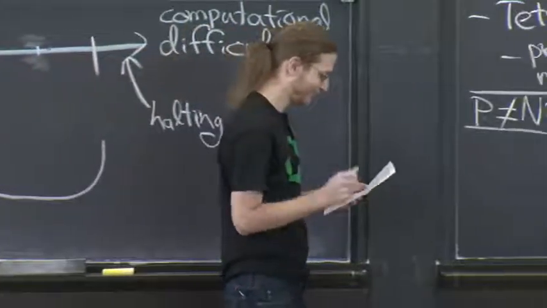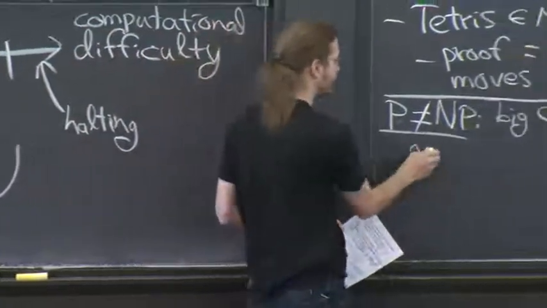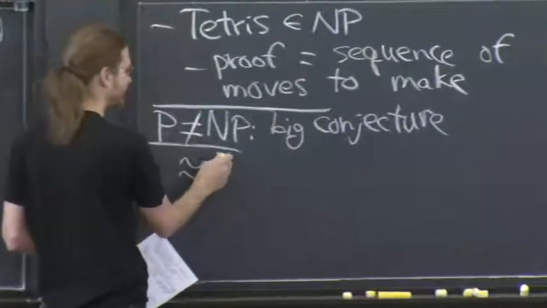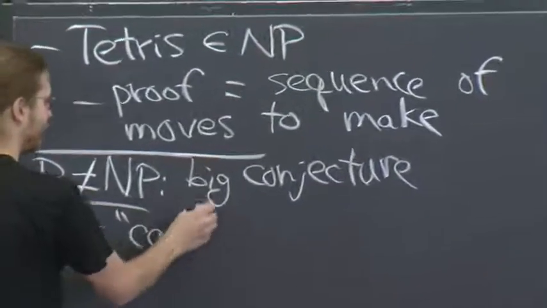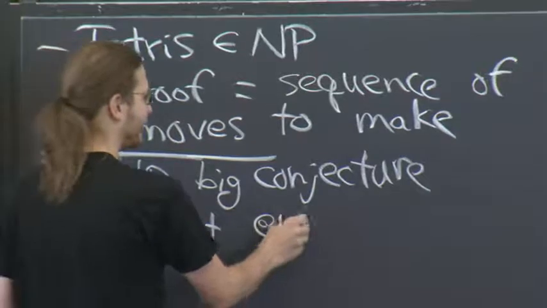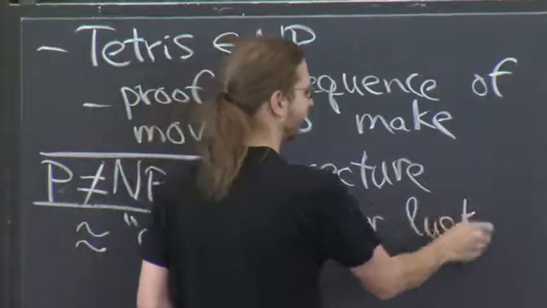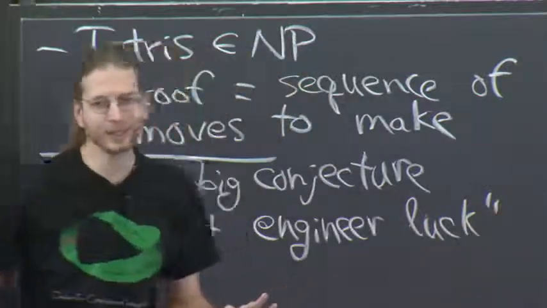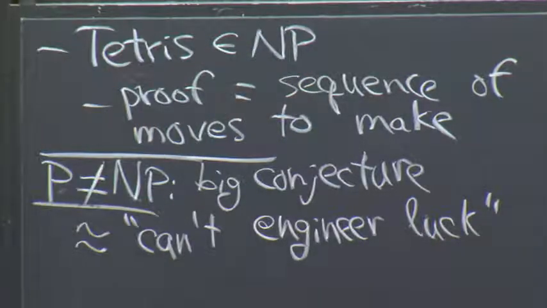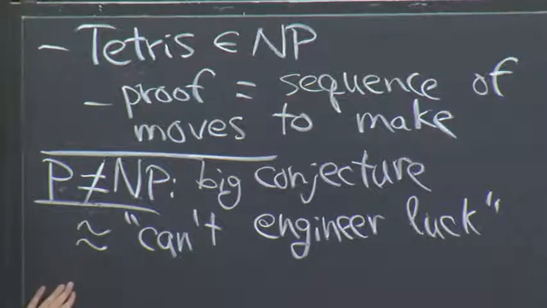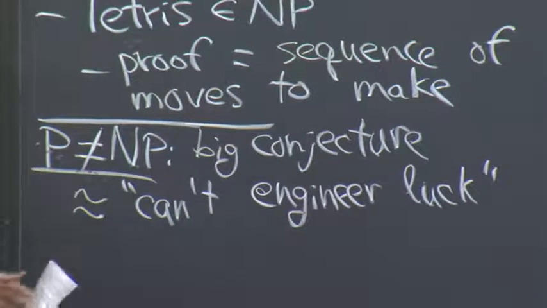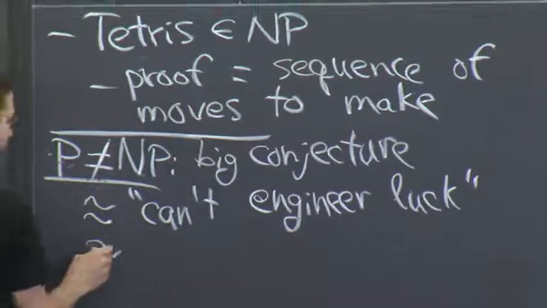So what other phrasings of P does not equal NP are there? These are my phrasings. I made them up. You can't engineer luck. You can believe in luck if you want, but it's not something that we can build out of a regular computer. That's the meaning of this statement. And so I think most people believe that.